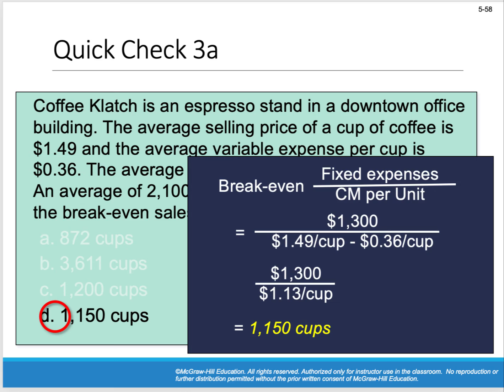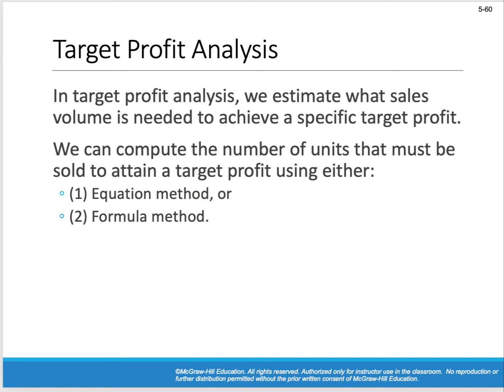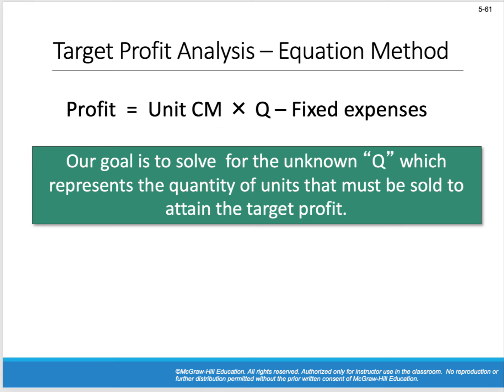Then we looked at target profit, and we said that target profit is just an expansion of the break-even point, right? Calculate the break-even point. For target profit, we can use either the equation method or the formula method, does not matter. Each method gives us the same answer. If we're using the equation method, looking for the target profit, remember our Q is unknown, so we're looking to solve for Q.